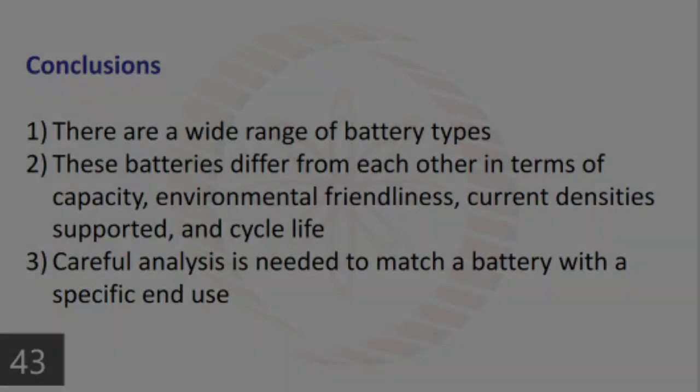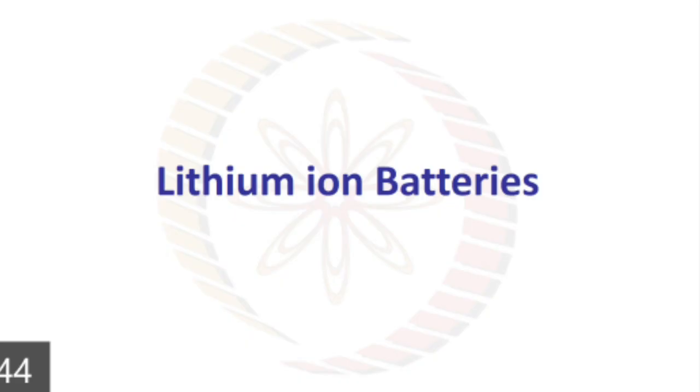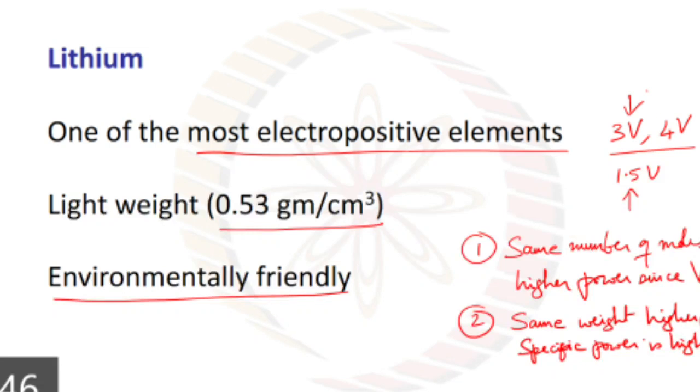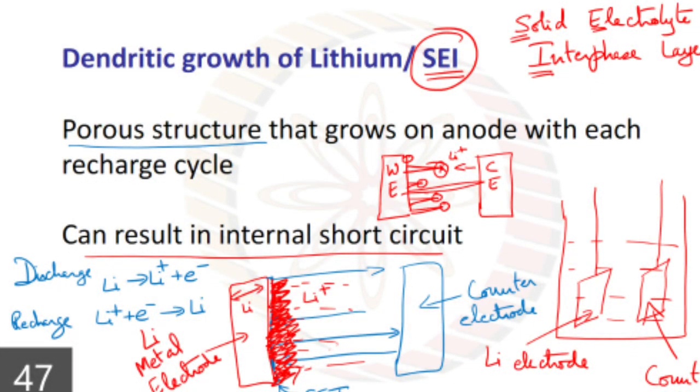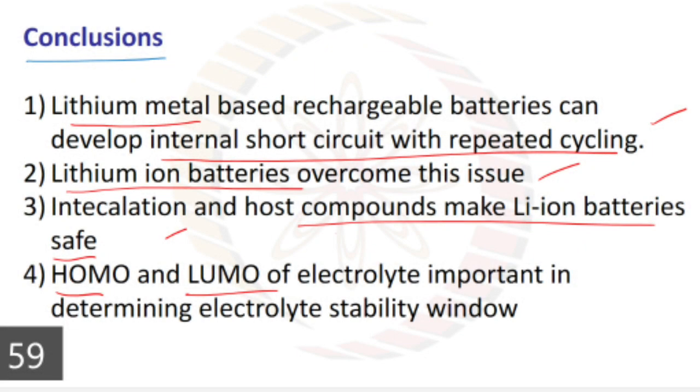Now we are throwing some light on lithium ion batteries. Lithium is one of the most electropositive elements, lightweight, 0.53 gram per cubic centimeter, environment friendly. There is dendritic growth of lithium. A porous structure that grows on the anode with each recharge cycle can result in an internal short circuit. Now the conclusions are that lithium metal based rechargeable batteries can develop internal short circuits with repeated cycling. Lithium ion batteries overcome these issues. Intercalation and host compounds make lithium ion batteries safe. The homolumo of the electrolyte is important in determining the electrolyte stability window.